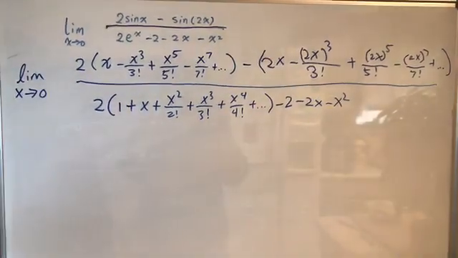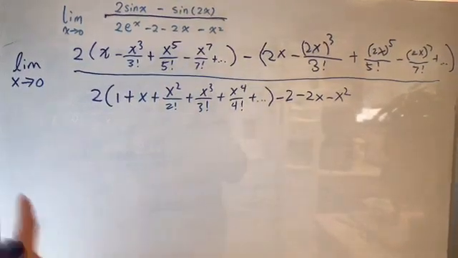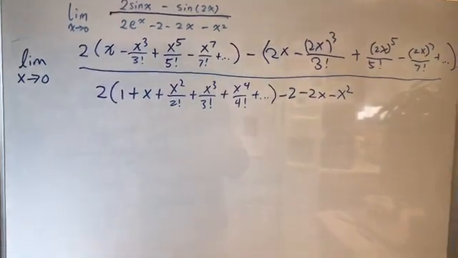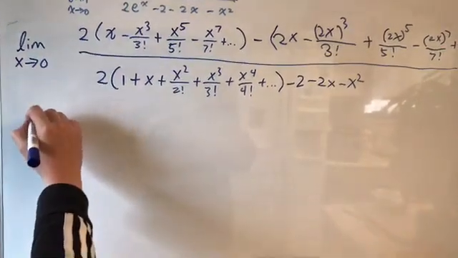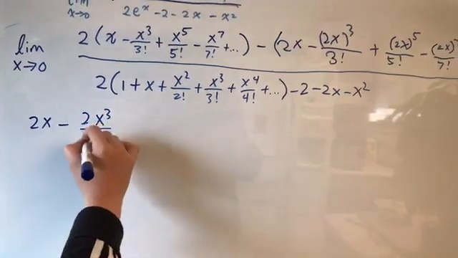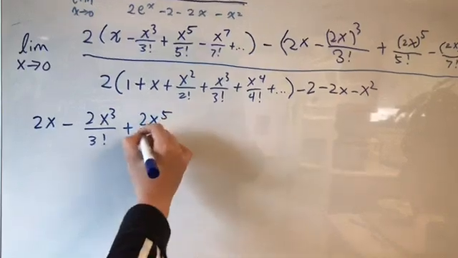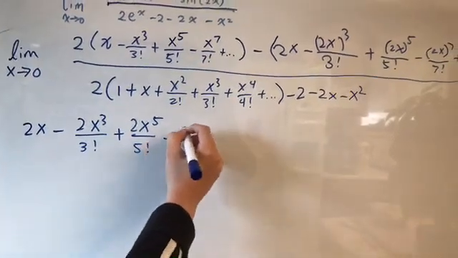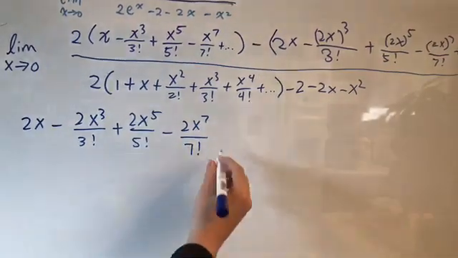Okay, so we've seemingly made this limit more complicated, but I argue that after we simplify some brackets, we get something that will give us the answer directly. So let's analyze the numerator first because that's more complicated. If we open brackets, the first set anyways, we get 2x minus 2x to the power 3 over 3 factorial plus 2x to the power 5 over 5 factorial minus 2x to the 7 over 7 factorial.